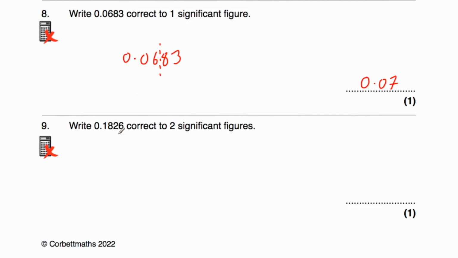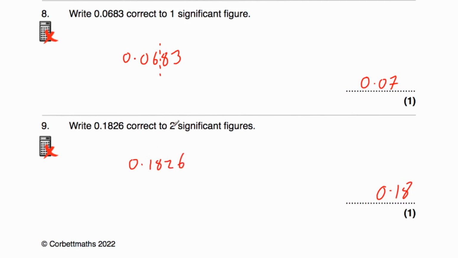Okay, question number 9, we've got 0.1826, and we've been asked to round that to two significant figures. So because we've got 0. we ignore those, and we've got 1826. We want to have two digits that are not 0, so we're going to either have 0.18 or 0.19. Now because it's 0.182, that's going to be closer to 0.18 than it is to 0.19, so the answer would be 0.18.